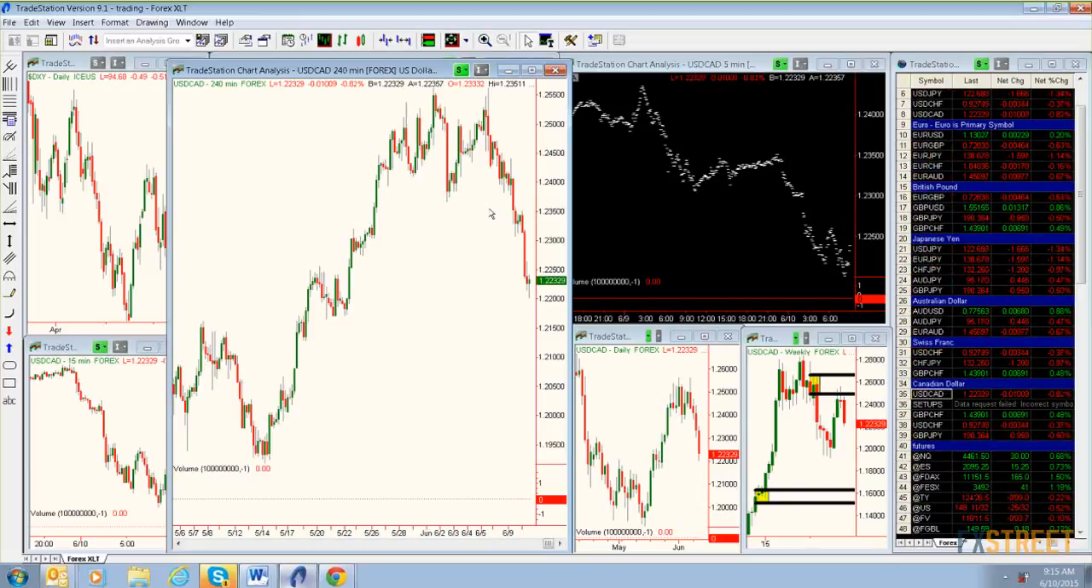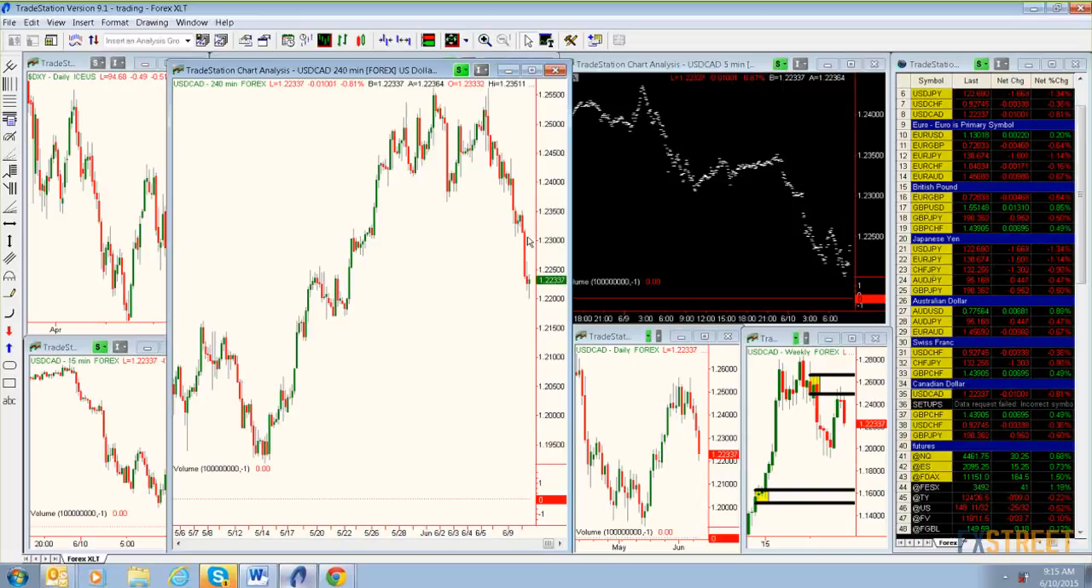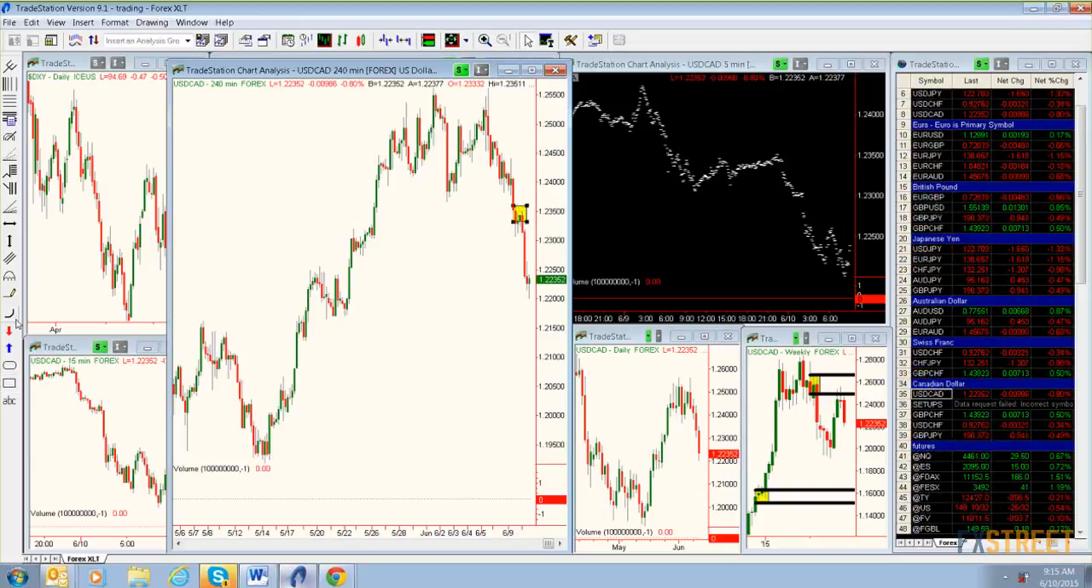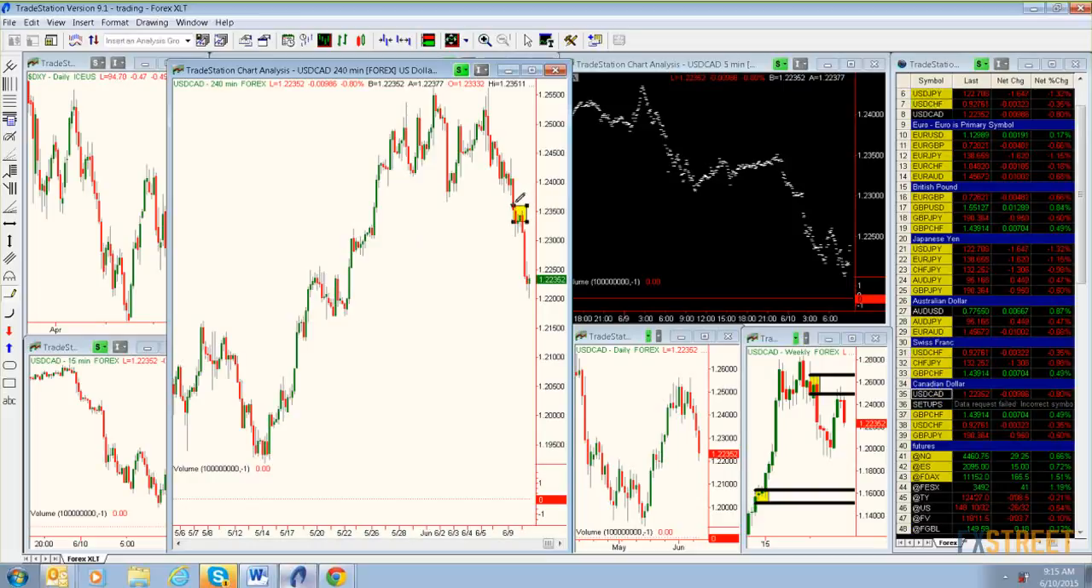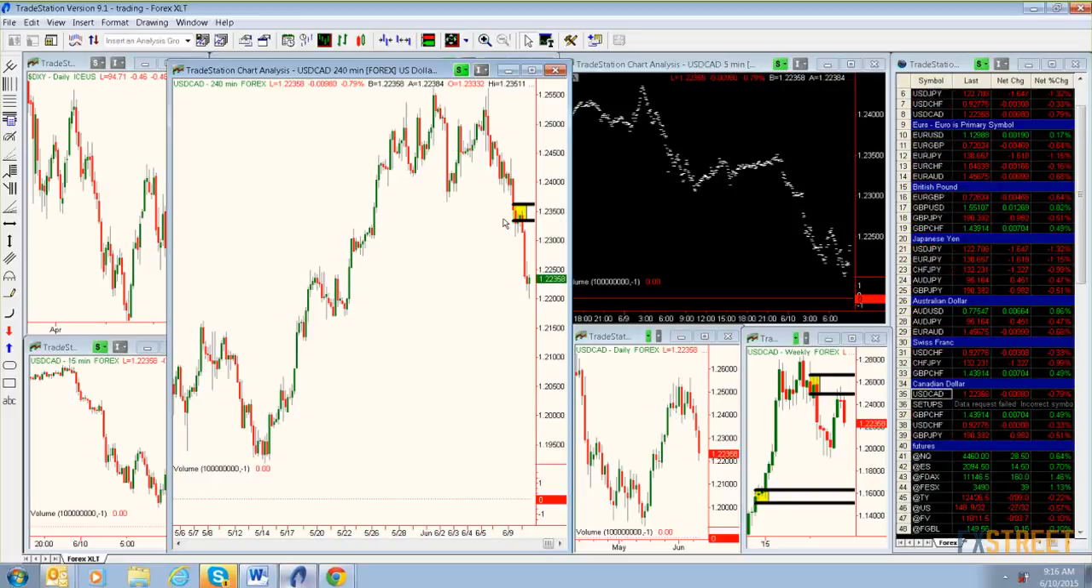So because of that, that makes this 123.30 area that much more significant, key. So there you go. You have 123.37 right there. And that looks great. And that looks really good.